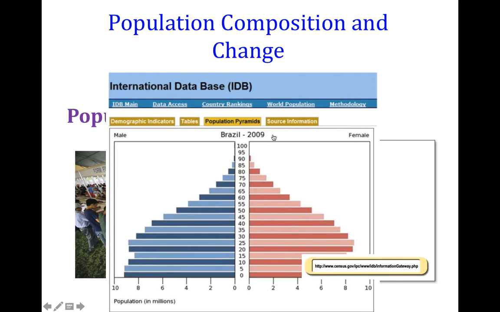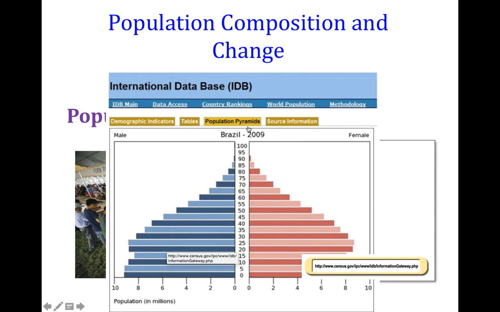So one of the ways we look at population is through what's called a population pyramid. So this is a population pyramid. It's also called an age-sex ratio. So it has two names. One is population pyramid. One is age-sex ratio. And it's broken up like this, where you have male on one side, female on another side. So male, female. This is Brazil in 2009.